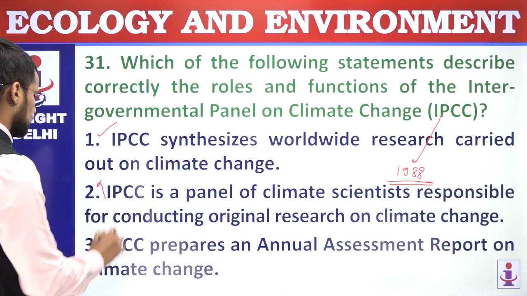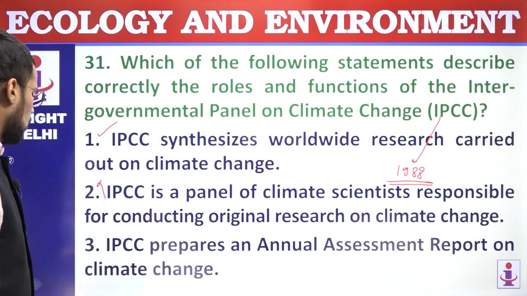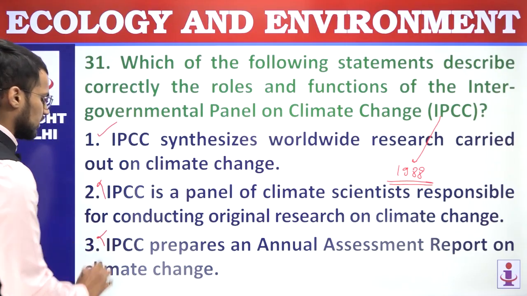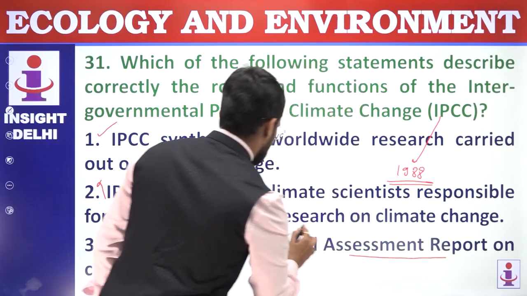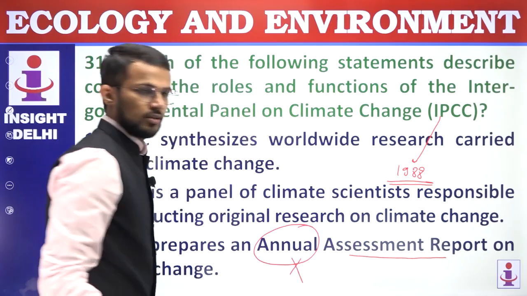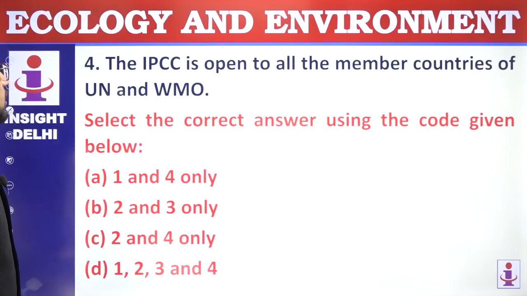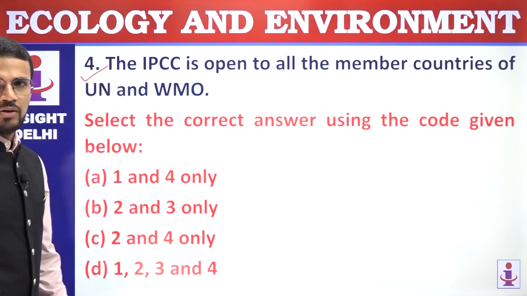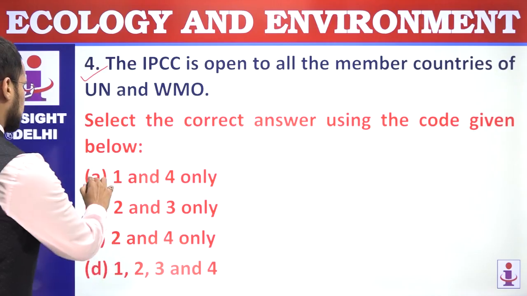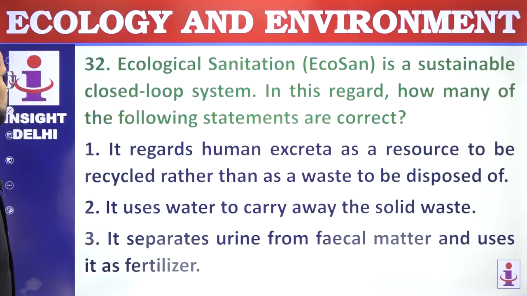Second, IPCC is a panel of climate scientists responsible for conducting original research on climate change. Incorrect. Third, IPCC prepares an annual assessment report on climate change. Again, incorrect. It is not annual assessment report. They do come up with their assessment reports, but it is not annual. Third statement is incorrect. Fourth, the IPCC is open to all the member countries of UN and WMO. Correct statement. Right? So only first and fourth statements are correct, and that's why answer is A, 1 and 4 only. 31, answer is A.